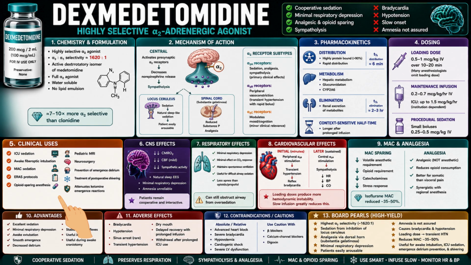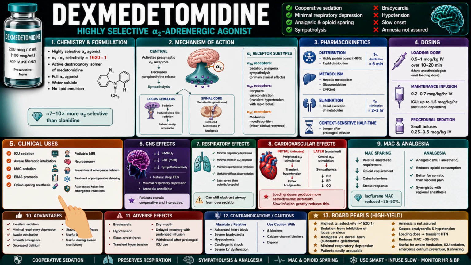Prevention of emergence delirium. This is the clinical application where dexmedetomidine works synergistically with ketamine. Dexmedetomidine has been shown to effectively attenuate the cardiostimulatory and post-anesthetic delirium effects of ketamine. Opioid-sparing anesthesia. Dexmedetomidine provides analgesic and opioid-sparing effects, reducing intraoperative opioid requirements, reducing postoperative pain scores, and reducing nausea from opioid use.